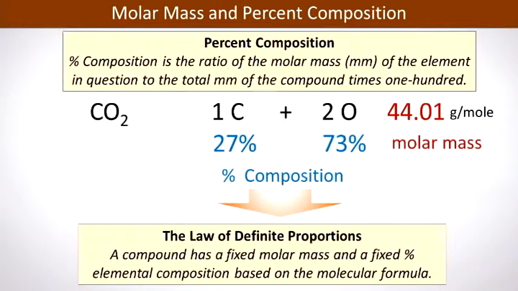So, in conclusion, what we discover is that carbon dioxide has a molar mass shown in red here of 44.01 gram per mole, which is composed of 27% carbon and 73% oxygen. We note here that this composition conforms to the law of definite proportions, which tells us that a compound has a fixed molar mass and a fixed percent elemental composition based on its molecular formula.